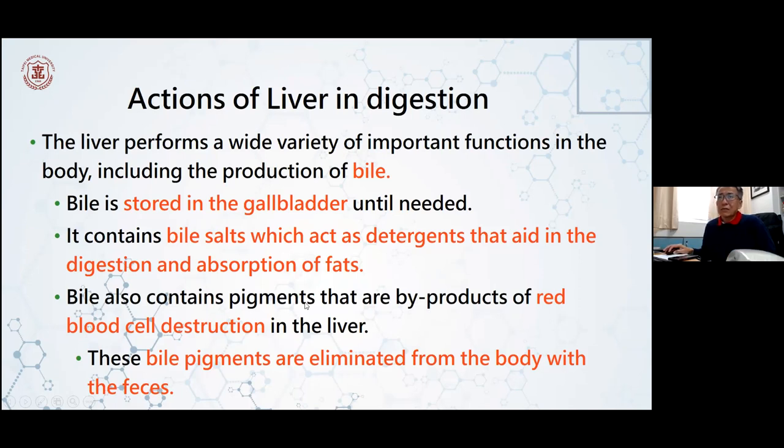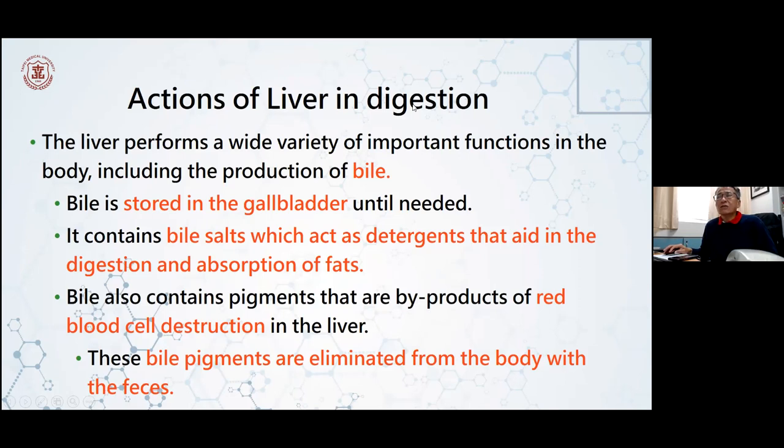So the bile pigment comes from the RBC. The bile pigments are eliminated from the body in the feces. So you can see the feces color is from the bile pigments.